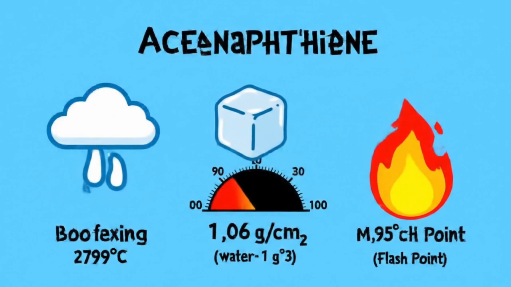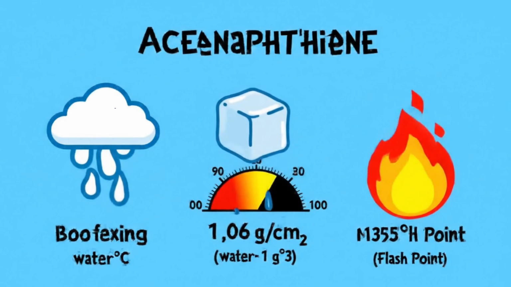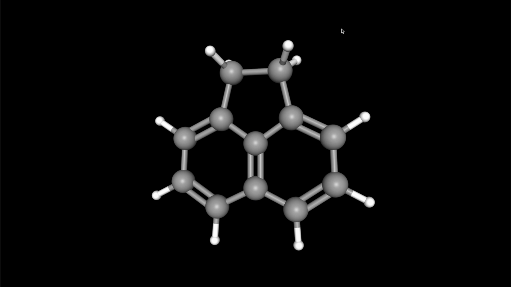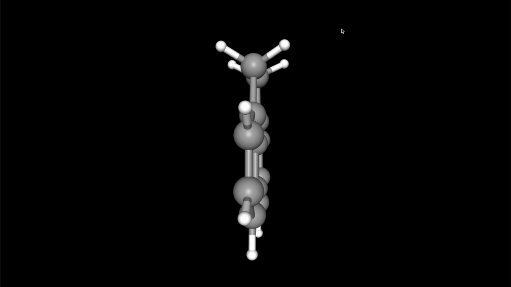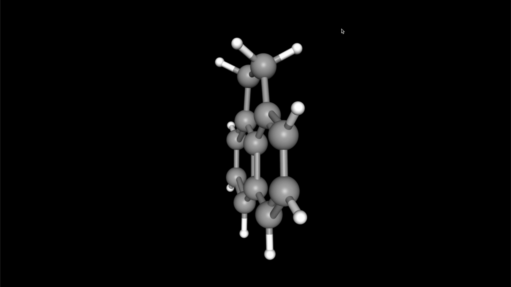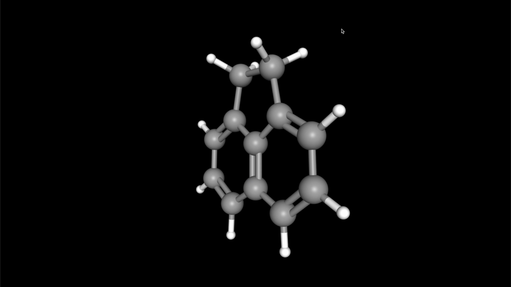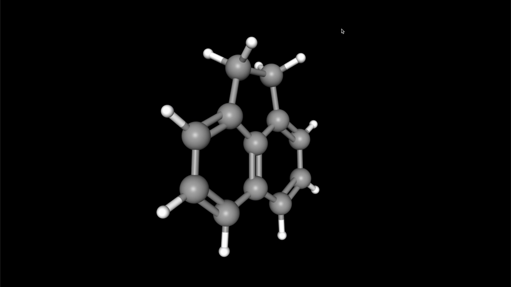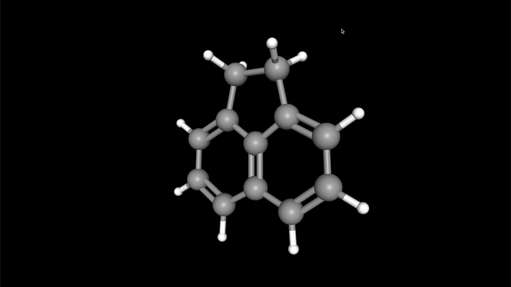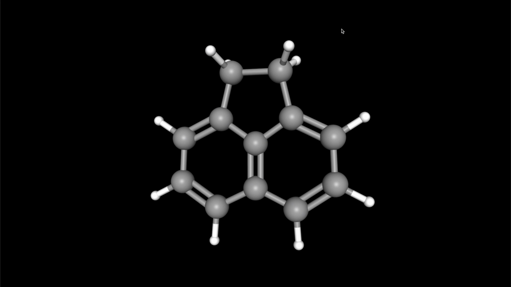Let's get physical. Acenaphthene has some cool properties that tell us how it acts in the real world. Boiling point, 279 degrees Celsius, when it turns from liquid to gas. Way hotter than boiling water at 100 degrees Celsius. Think industrial-grade heat. Melting point, between 90 degrees Celsius and 95 degrees Celsius. That's when it goes from solid to liquid.